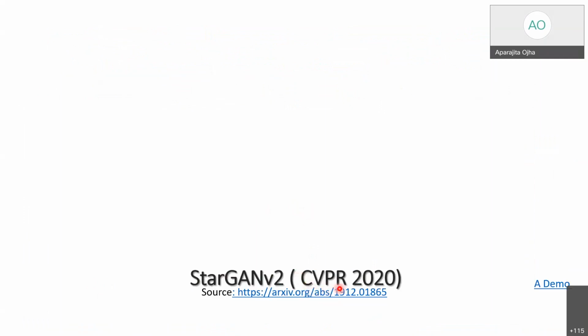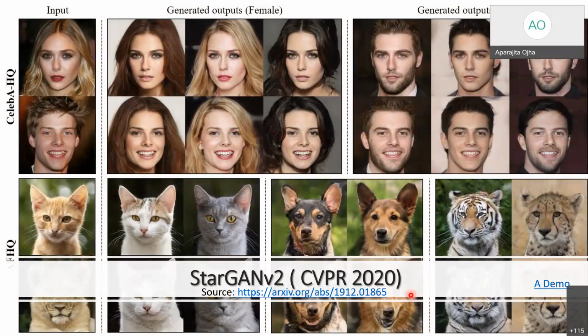StarGAN version 2 appeared only very recently at CVPR. I hope many of you know that CVPR is one of the most prestigious conferences of computer vision and pattern recognition. It is the top conference of this. And so you can see the quality of pictures with different kinds of variations which are given here, like the same fellow and variations. And this is not only for humans, this is also for the cats and dogs family, like other families.